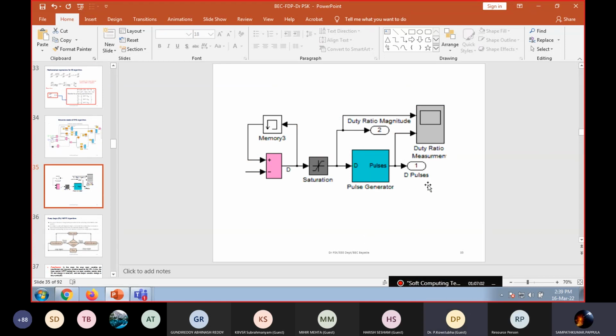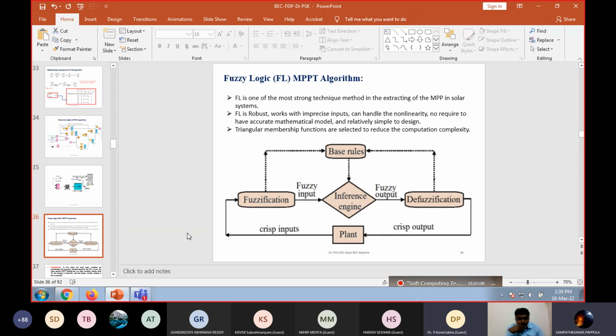The boost converter is operated based on the duty ratio, and the last method is the fuzzy logic method. Using the fuzzy logic method, we have one of the strongest techniques for extracting the MPP in the solar system. Fuzzy logic is very robust and works with imprecise inputs, can handle non-linearity, does not require an accurate mathematical model, and is relatively simple in design.